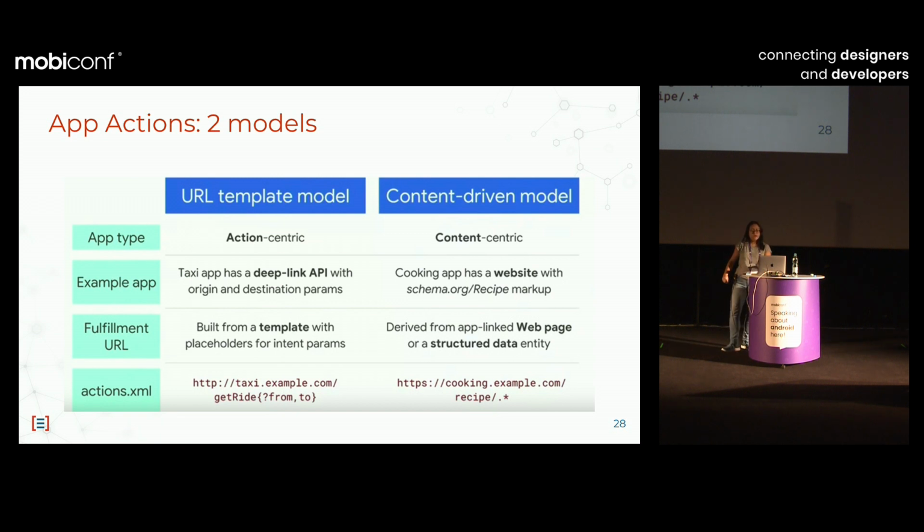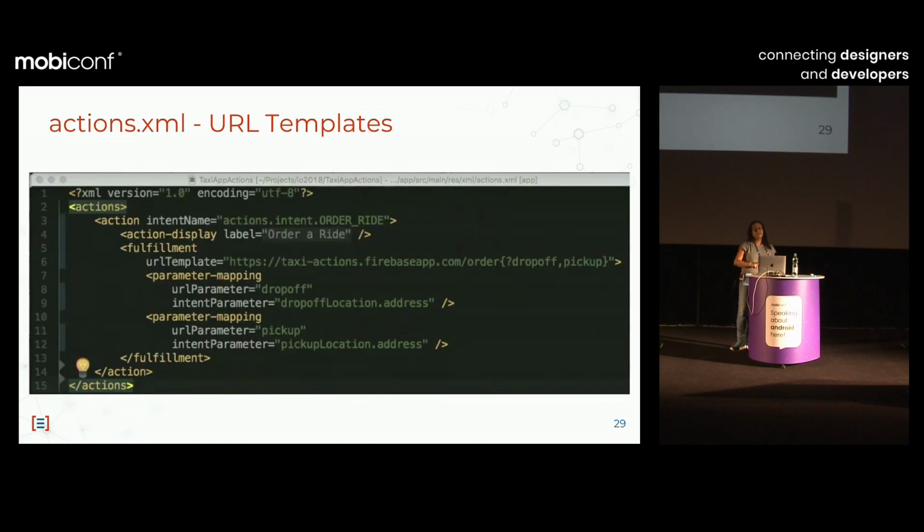So for example, here you have a recipe site and a recipe companion app. So it has to comply with the schema.org recipe markup. And in your actions.xml, you put the URL like so. So this is what the actions.xml looks like for the URL template. You can see that you put right there the name, the intent name.